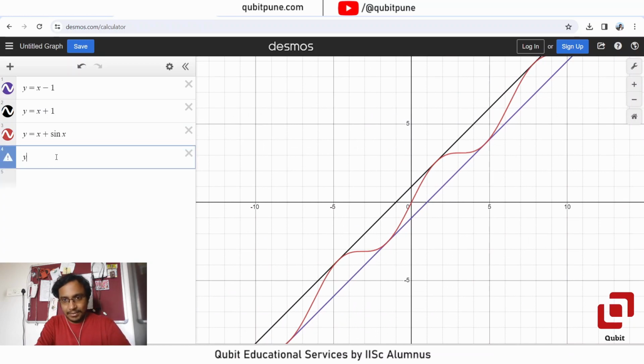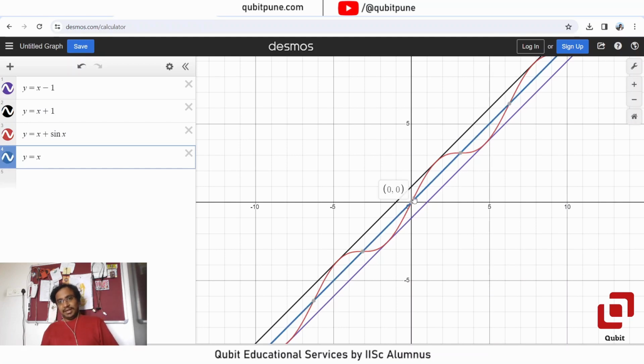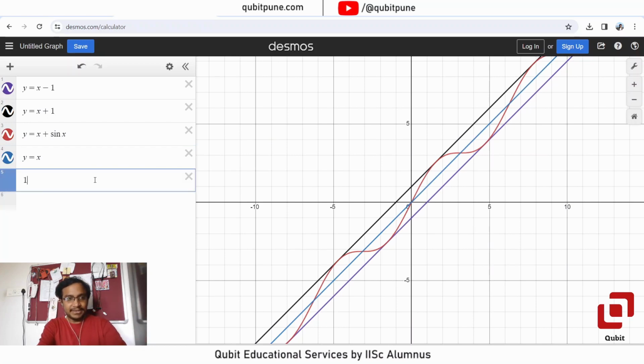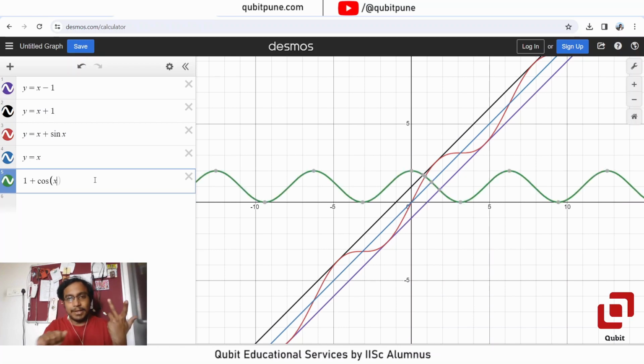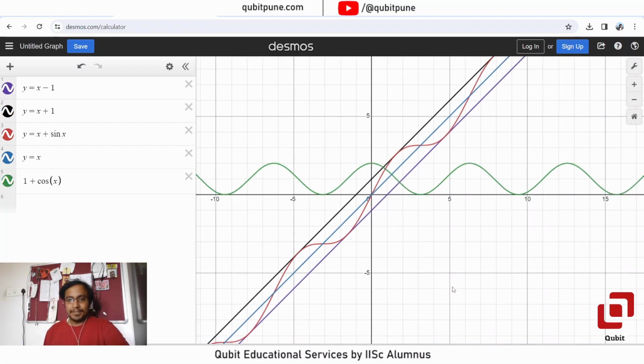Lastly, let's go for y equal to x. It cuts this line at infinitely many points. Now let us take the derivative and see at what points it ever becomes negative. It doesn't ever become negative. Where does it become 0? It becomes 0 at all odd multiples of pi. Our answer is correct.